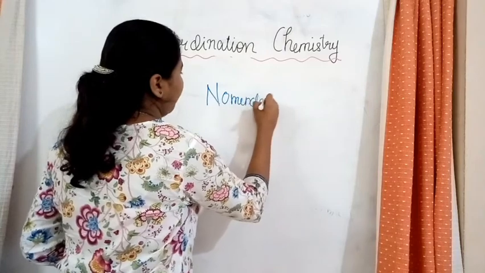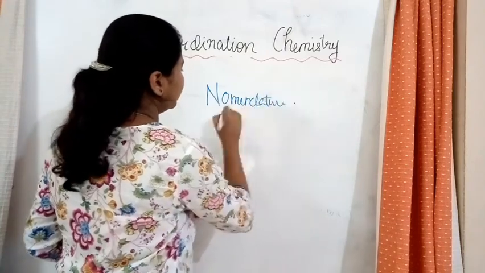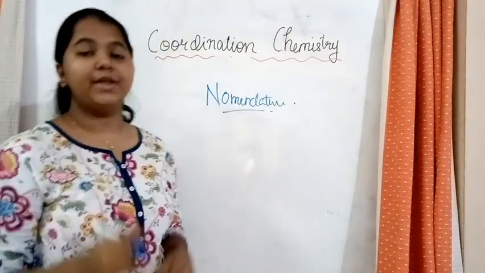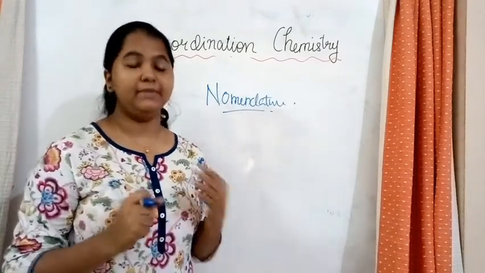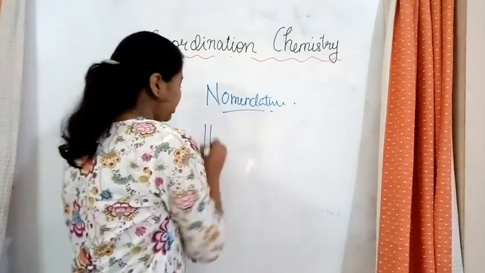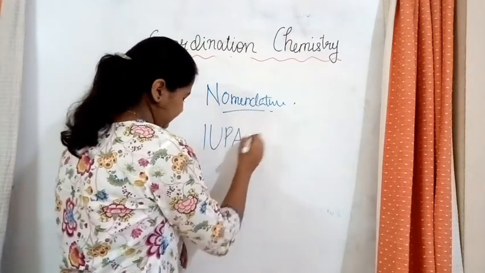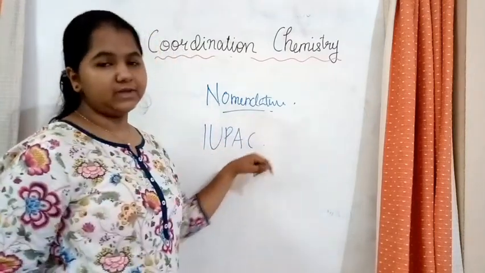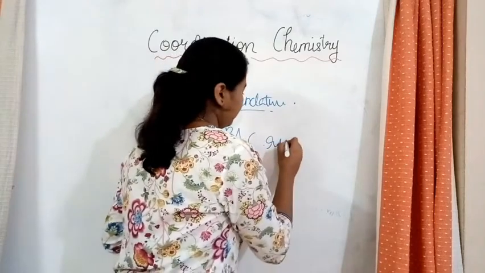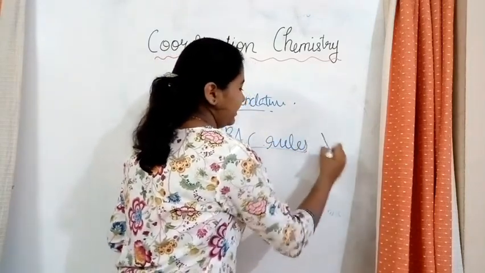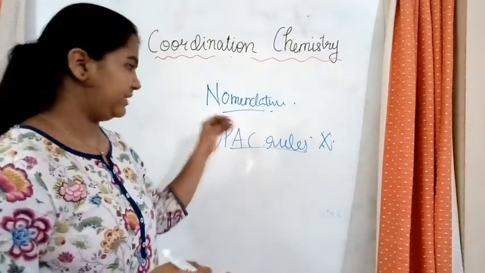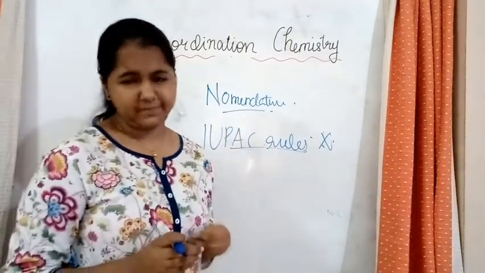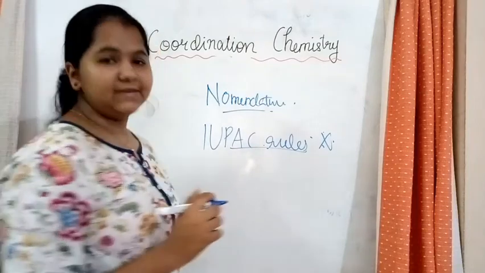Nomenclature. What do you mean by nomenclature? The naming. For the nomenclature, there are some rules given by IUPAC. The IUPAC rules are important in the naming, or the nomenclature, of coordination compounds. So, let's see the first case.